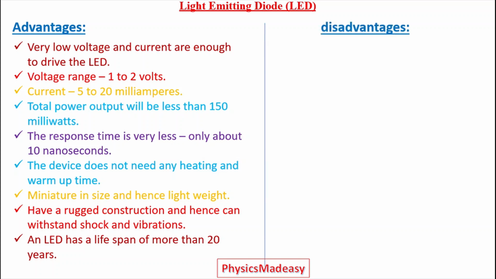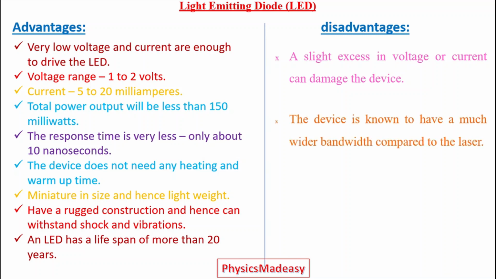But the coin has another side. There are disadvantages with LEDs also. A slight excess in voltage or current can damage the device, so while connecting, it is better to use a resistor to reduce the damage. This device is also known to have a much wider bandwidth compared to a laser. The radiant output power and wavelength are temperature dependent.